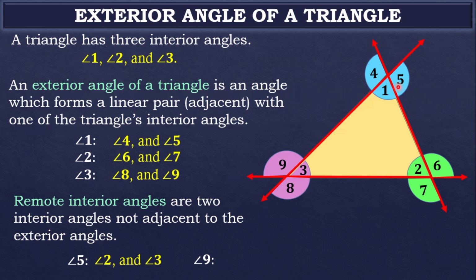So, halimbawa, meron akong angle 9. This is an exterior angle. Ano yung dalawang interior angles na hindi adjacent sa kanya? We have angle 1 and angle 2. So, ito yung tinatawag nating remote interior. And then, let's have another, angle 7. So, for angle 7, we have angle 1 and angle 3.